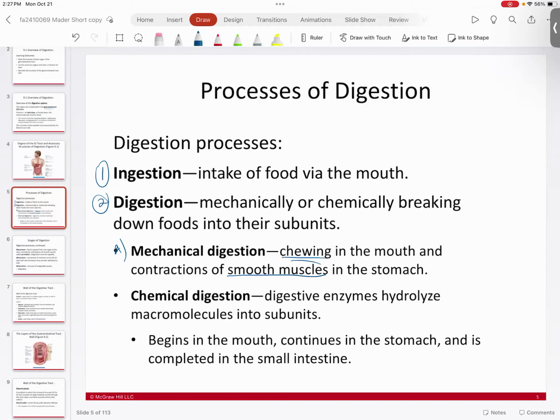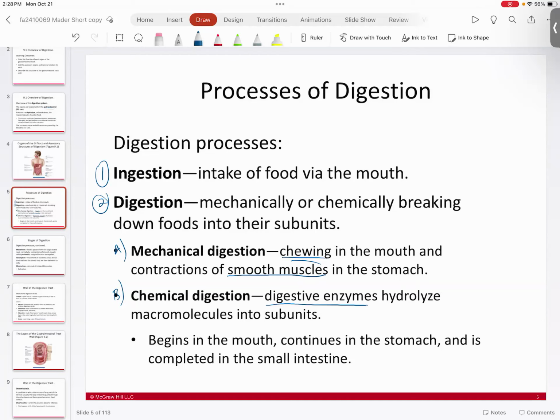It's like you physically mashing on that food bolus in your stomach, and that's a type of mechanical digestion. But it begins already in the mouth with chewing. You also have chemical digestion. In this case, instead of physically going after it, you use digestive enzymes to start cutting these macromolecules apart. So for instance, you're cutting your proteins into amino acids. You're cutting your carbohydrates into monosaccharides and so forth.